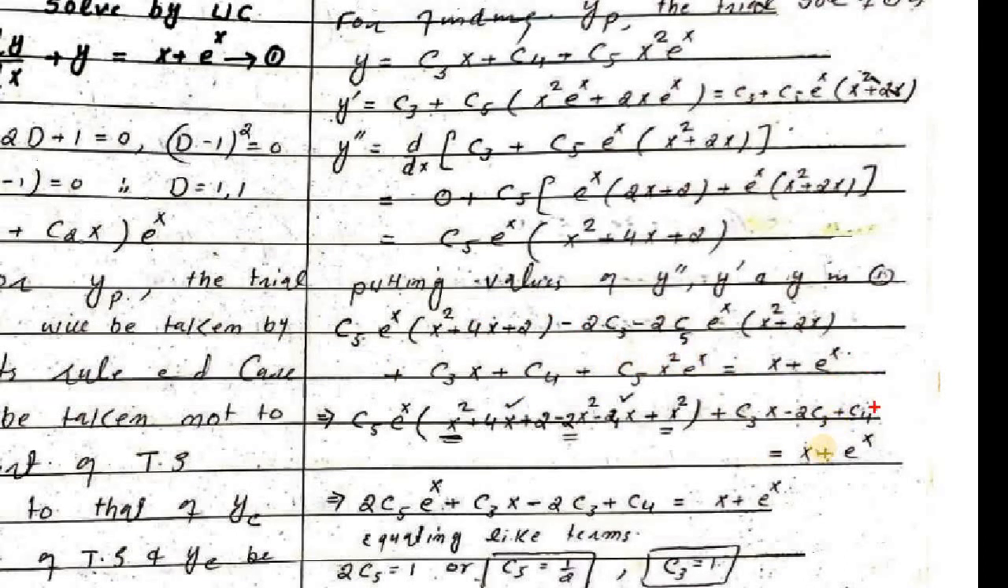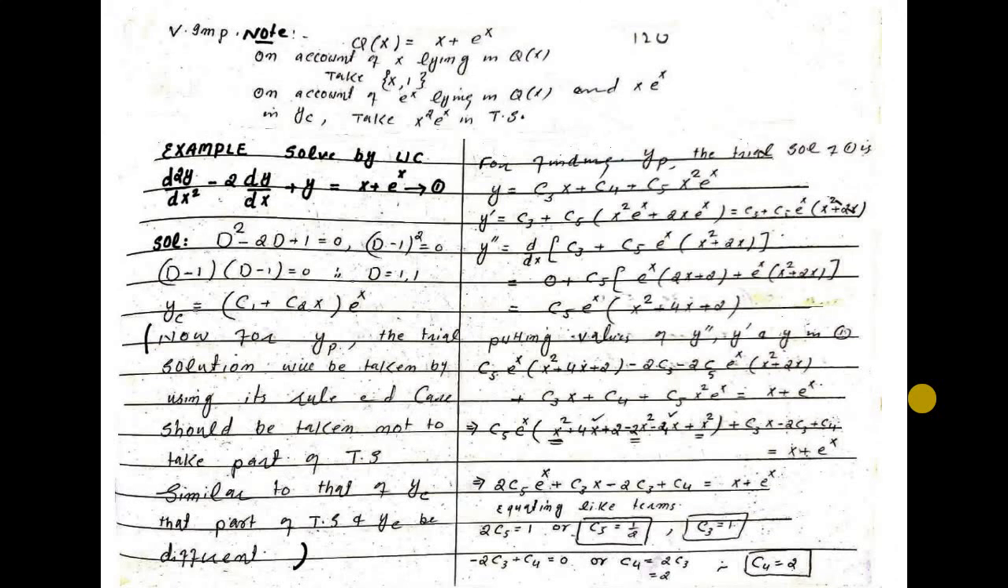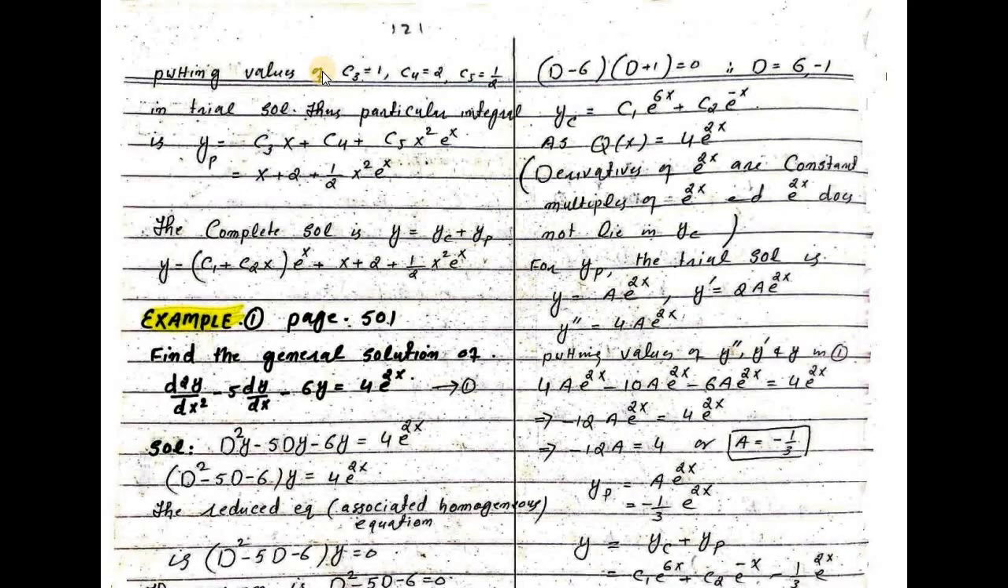Here you see, we have put the values of y dash, y double dash in the differential equation, and by equating both sides we have the value of all the unknown constants. Then we have to put these values. Here we have the value of c3 equal to 1, the value of c4 equal to 2, the value of c5 equal to 1 over 2. Putting these values in the trial solution, thus the particular integral yp is equal to this one. This is our particular integral.